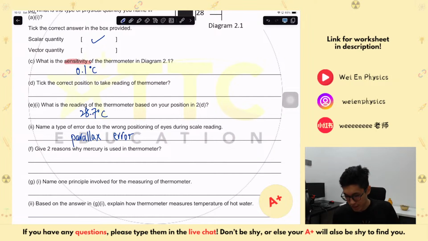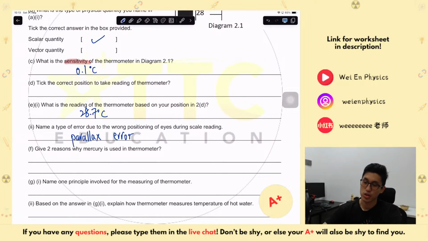Give 2 reasons why mercury is used in the thermometer. Okay, so in a thermometer, we have 2 kinds of liquids that are the most common. The first one is mercury, and the second one is alcohol. For both of these, you need to know what are the advantages and what are the disadvantages.